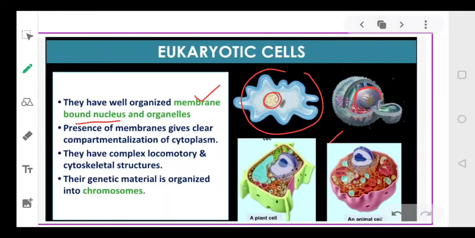Because of the presence of various cell organelles, there is a complete compartmentalization of the cytoplasm. It has a variety of complex locomotory and cytoskeleton structures, and the genetic material is organized in the form of chromosomes. As you can see in the picture, the plant cell and animal cell come under the category of eukaryotic cells.